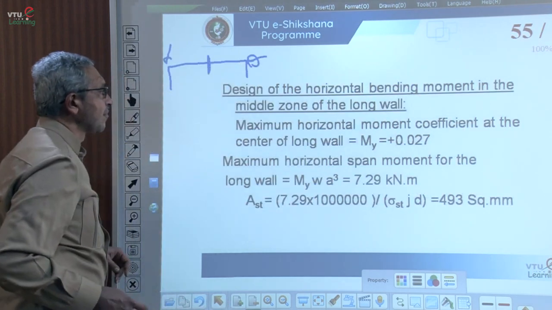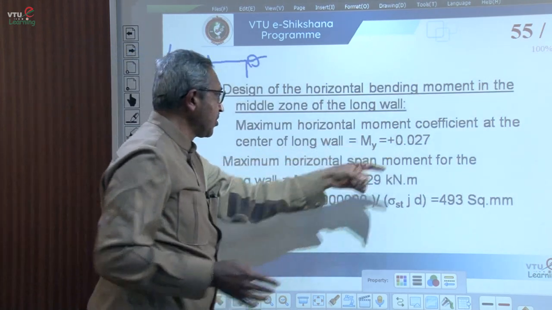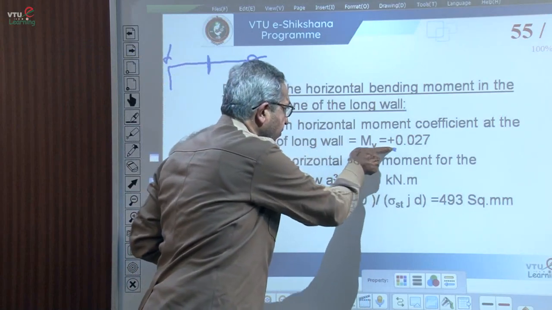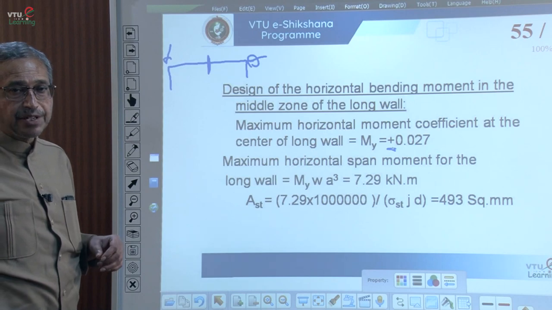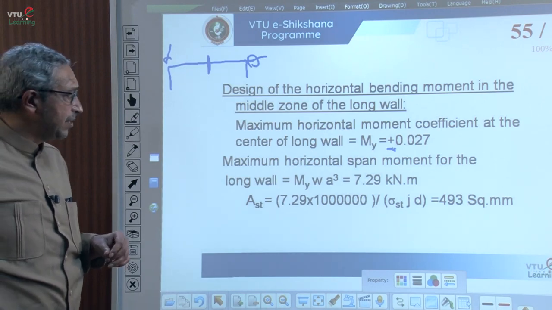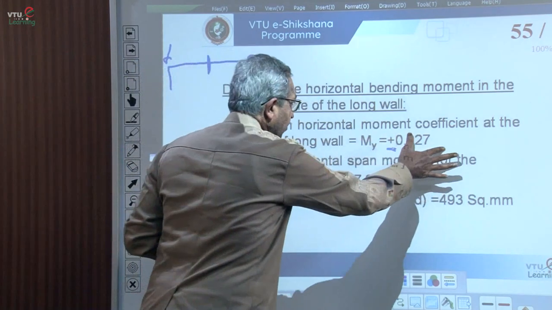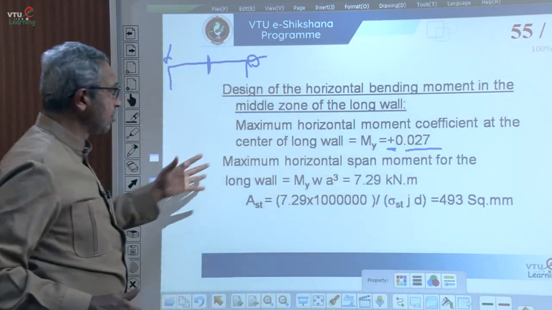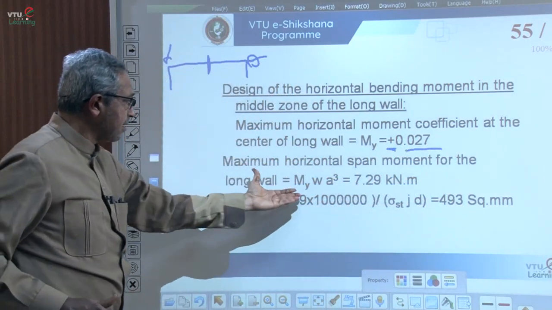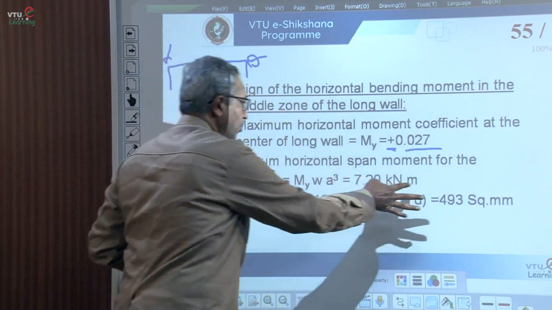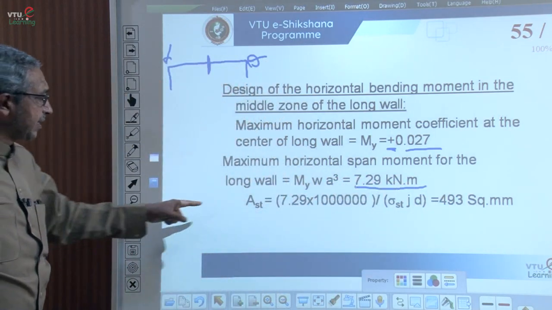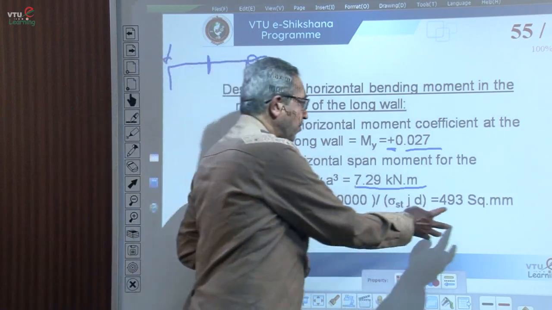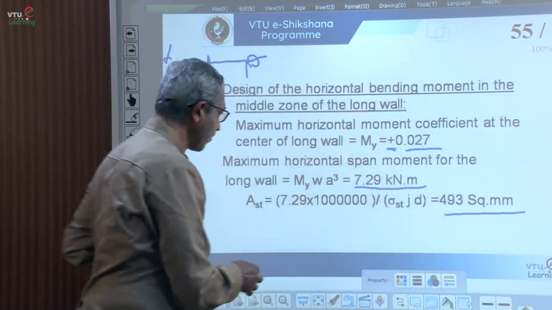Yes, I am getting the coefficient. A positive coefficient means a sagging moment. The maximum value I'm getting is around 0.027. So calculating the moment for the long wall, M = coefficient × wH³, the moment is coming around 7.29 kilonewton meter, and the Ast requirement for this is 493 square mm.